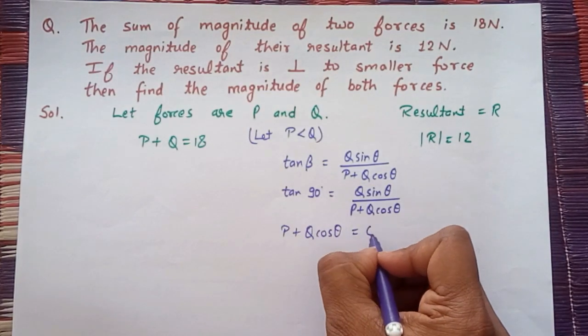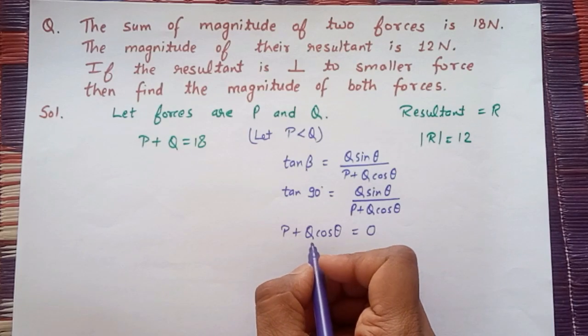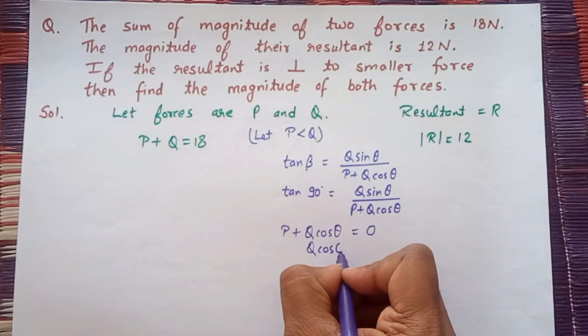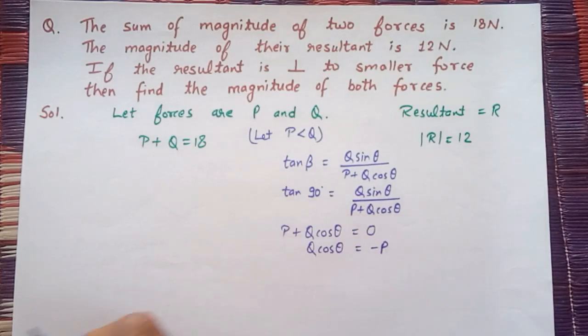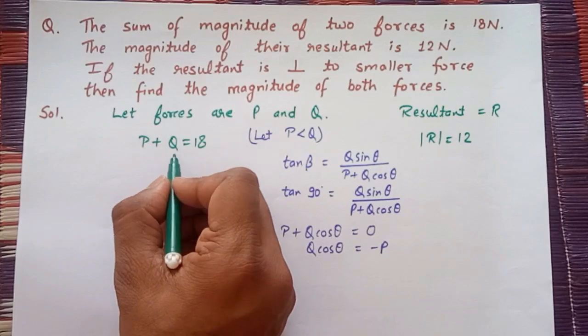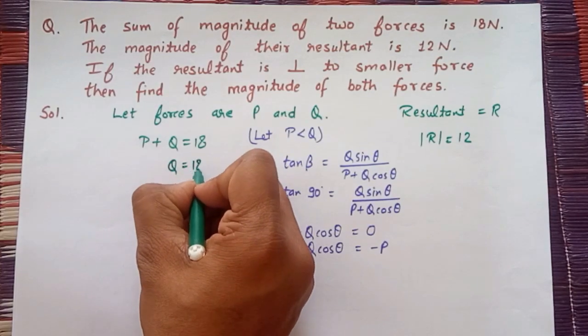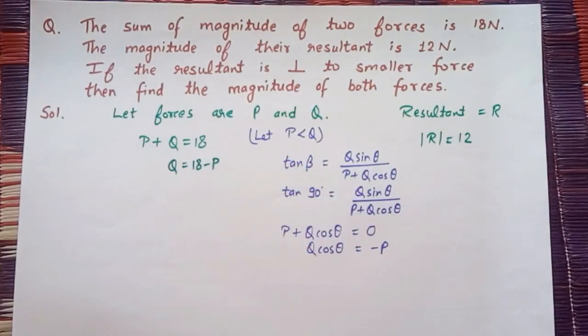So what will be the value of Q cos theta from here? It will be equal to minus of P. Fine. And what will be the value of Q from here? It will be equal to 18 minus P.